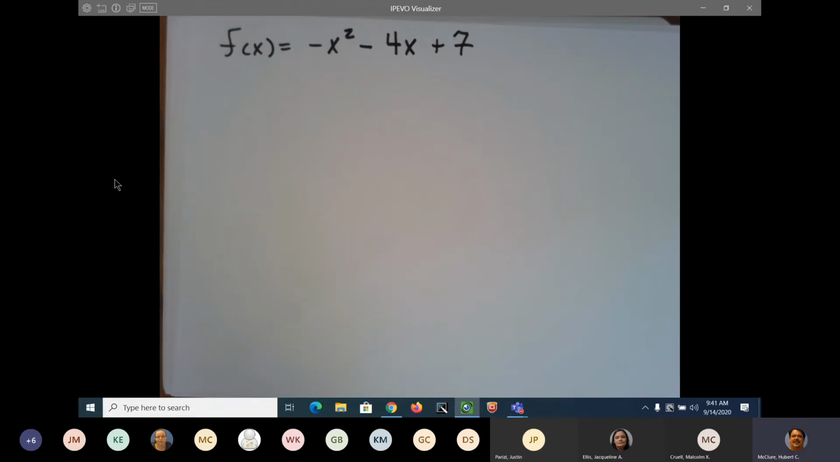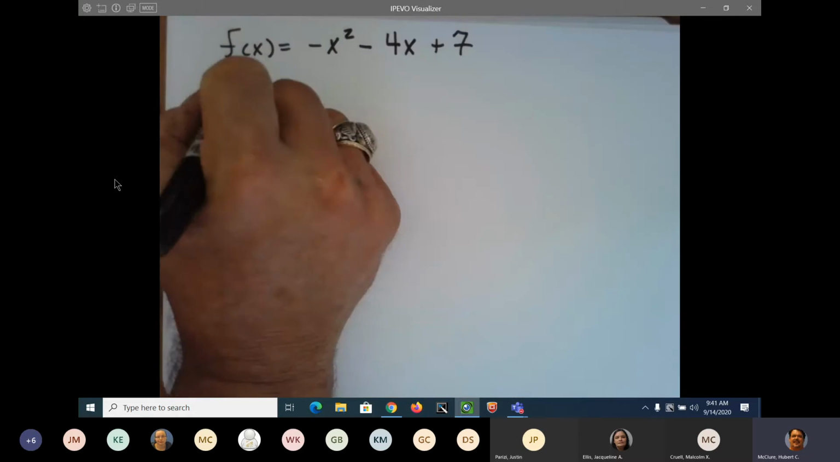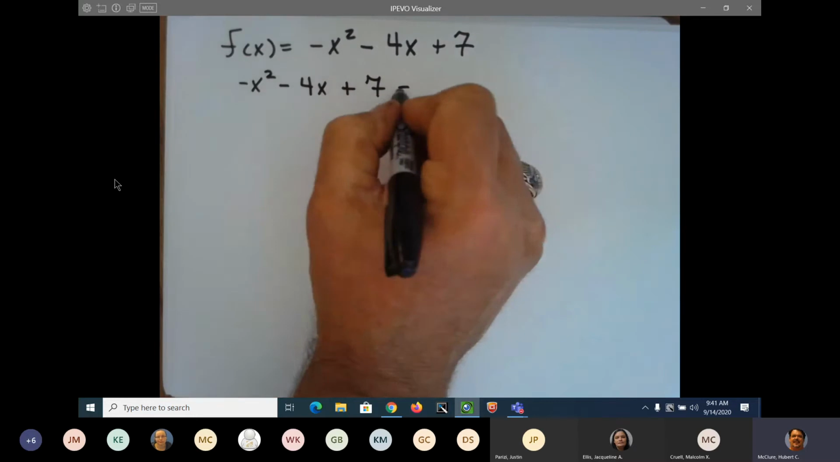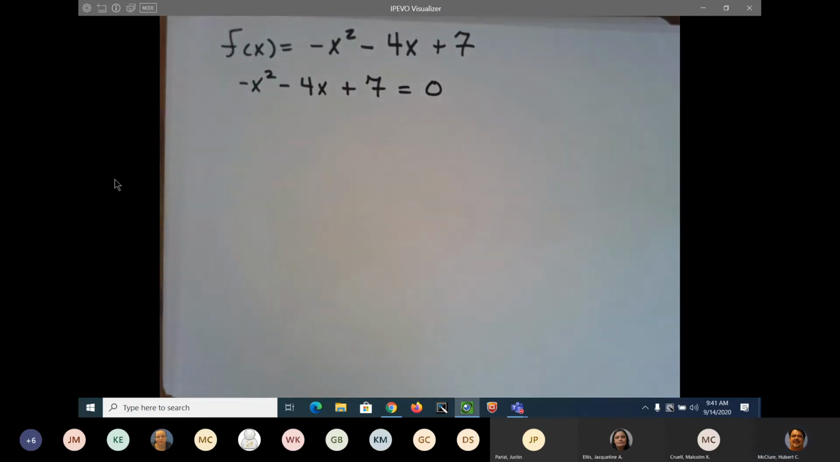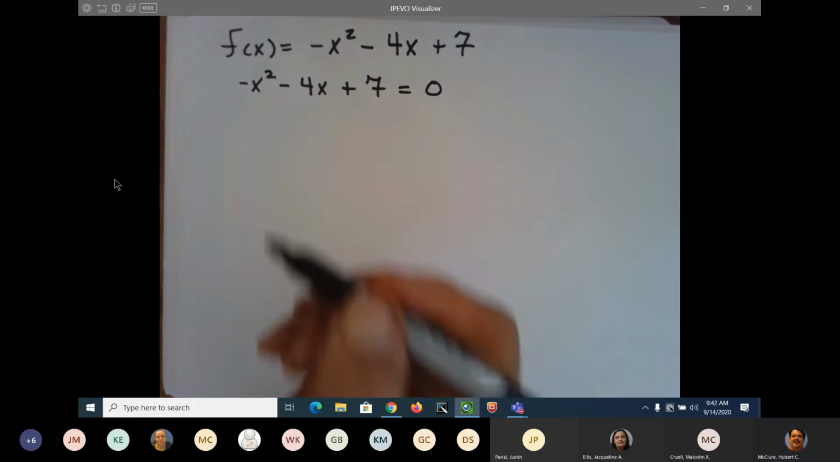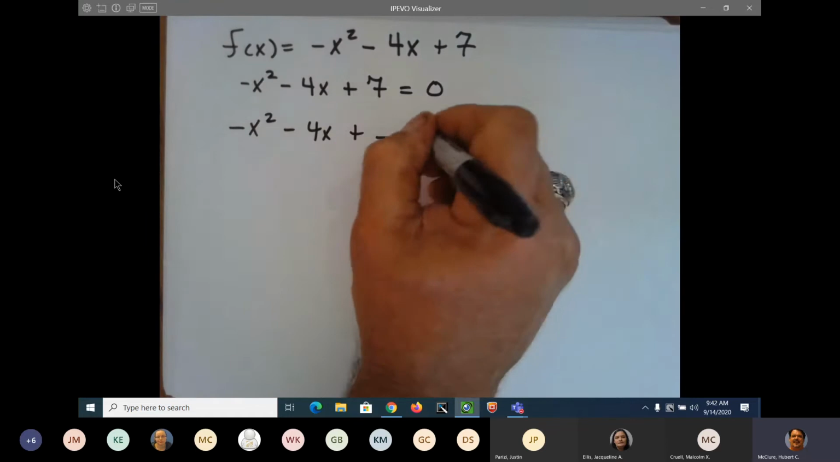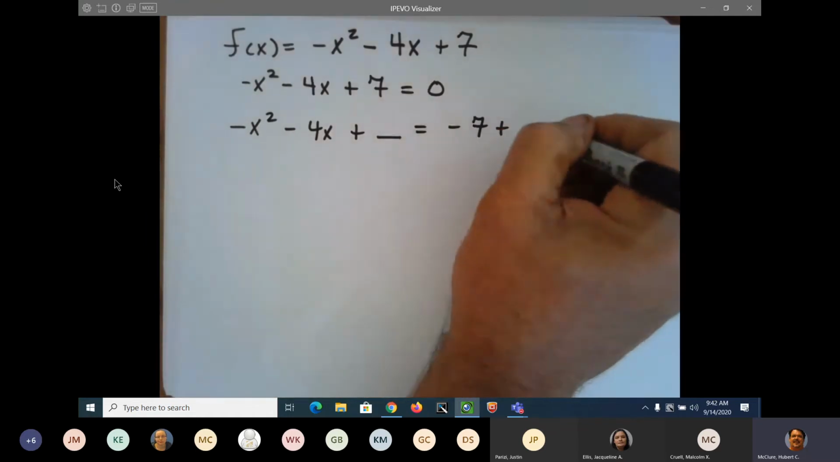And the question will say find the vertex, or find the x-intercepts, or sketch the graph, or some kind of directions. It doesn't matter because I'll show you how to do everything. So the first thing I'm going to do is set it equal to 0. So negative x squared minus 4x plus 7 is equal to 0. And now I'm going to do like I always do, get rid of the 7, move it over. So negative x squared minus 4x plus blank is equal to negative 7 plus blank.